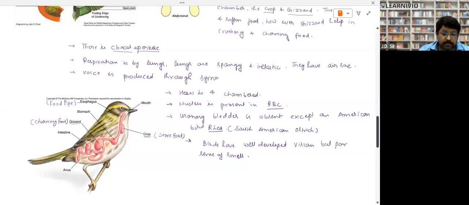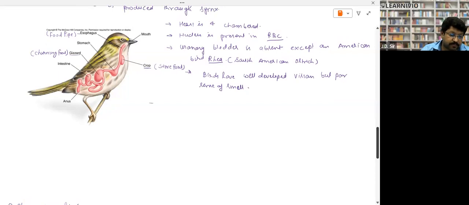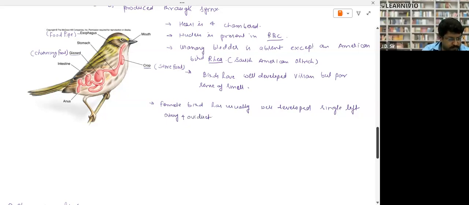The next point is also very important. A female bird usually has a well developed single left ovary and oviduct. So the right ovary is not functioning, right? The right ovary is not functioning, while in humans both of the ovaries are functioning.